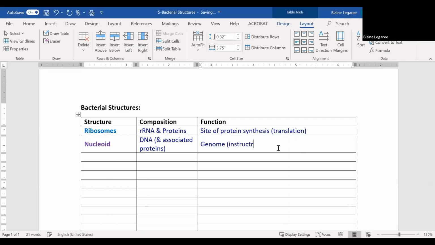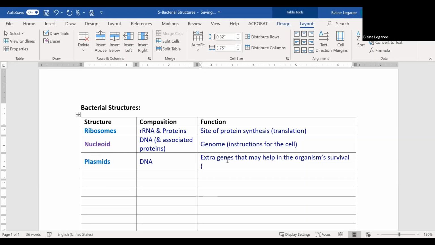So instructions for the cell, we'll say. Not the cello, the cell. There we go. All right, third one is we have plasmids. So what are plasmids made of? They are made of DNA. And what's the function? Extra genes that may help in the organism's survival.